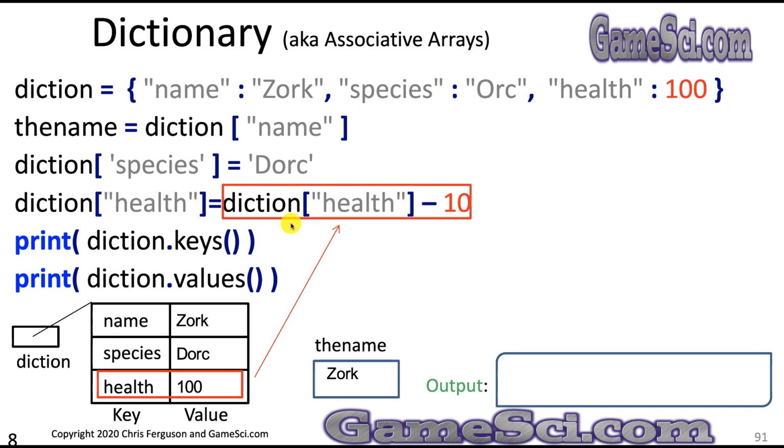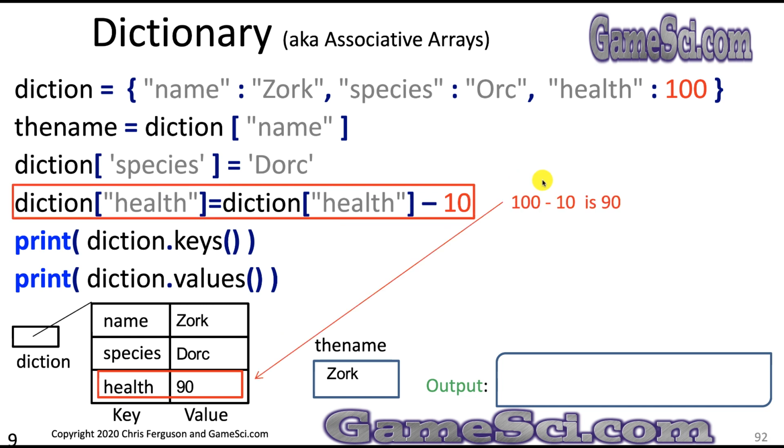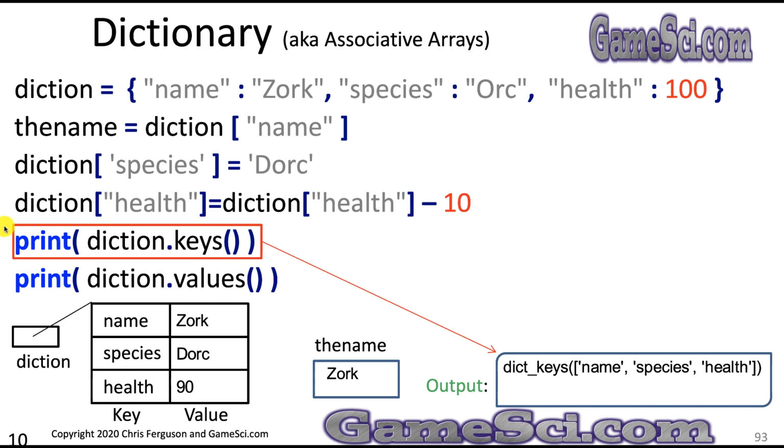We are going to access our dictionary, diction, and using the key health, extract the current value of health, which is 100. Once we have extracted the 100, we will subtract 10 from it and calculate a 90. That 90 will then be assigned back into the dictionary using the key health. The 100 got replaced by a 90. Using a dictionary is not much different than using a list, except you use a key to access the elements instead of using a simple subscript like 0, 1, 2, or 3.